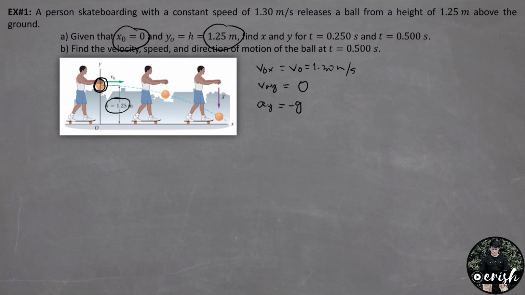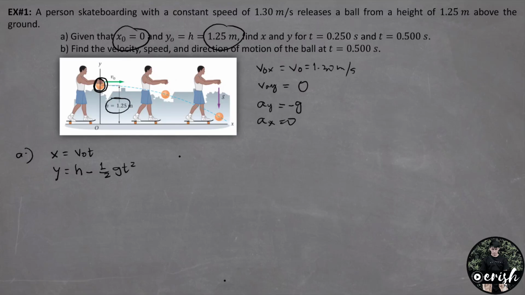Kapag meron tayong constant speed doon sa x direction niya, hindi nagbabago yung kanyang speed. Constant, and kapag walang change in speed or change in velocity, walang magaganap na acceleration in the x direction. That's why again, a sub x is equal to 0, kagaya ng nabanggit natin kanina. For letter A, we can solve the x and y positions using these equations. x is equal to v sub o times time, and yung y naman is equal to height minus 1/2 g times t square respectively. And simply, substitute na lang natin yung time into these expressions.